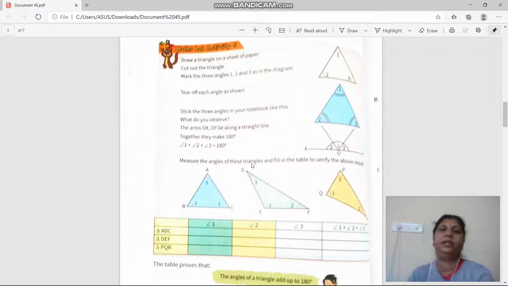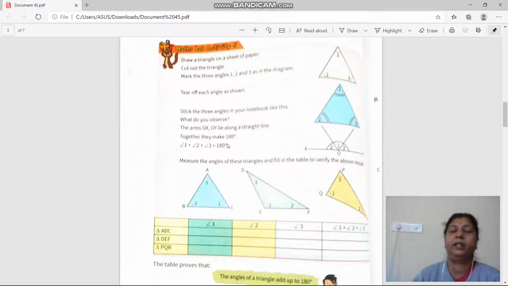So let's see. Draw a triangle on a sheet. Cut out the triangle, mark three angles 1, 2, 3. See here, this is the triangle and these are angles 1, 2, 3. Tear off each angle as shown. Stick the three angles in your notebook like this. What do you observe? If we cut these angles and stick them like this, then you can observe that the addition of these three angles is always 180.